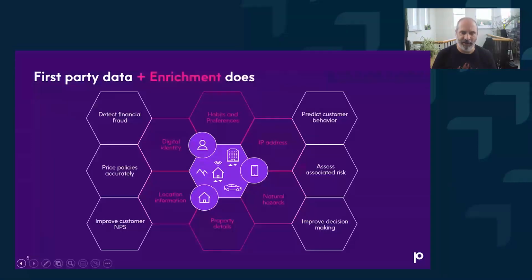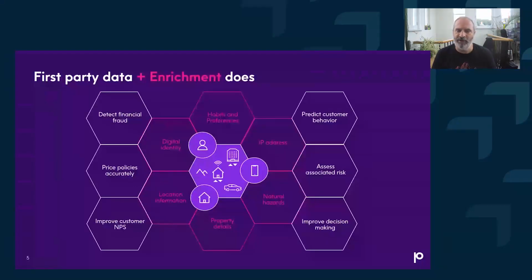So you might be looking to understand customer behavior. You might want to improve your customer NPS scores and look at fraud, pricing, risk, all of those things that ultimately allow you to improve your decision making process. But as you go through that, there are things you're going to need to think about.